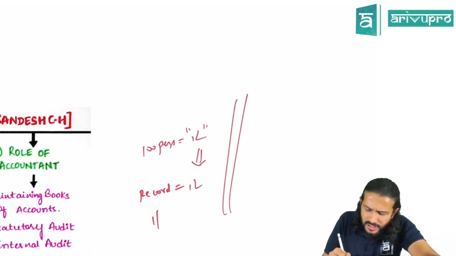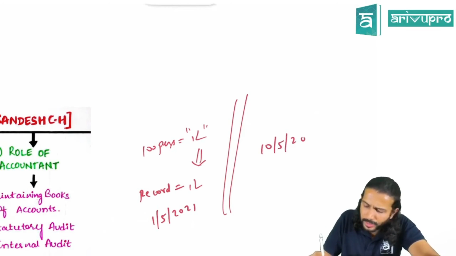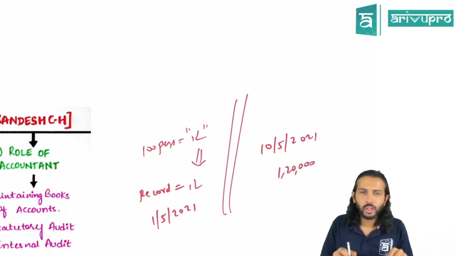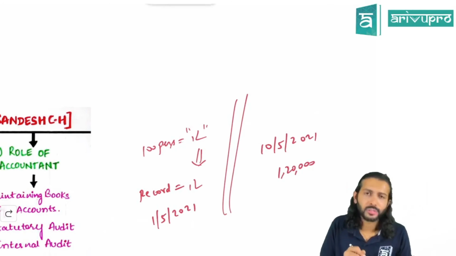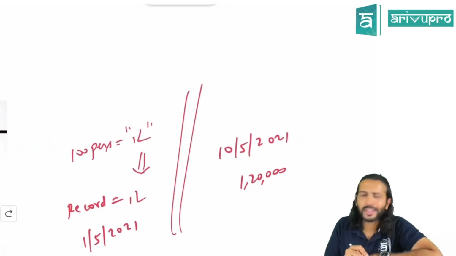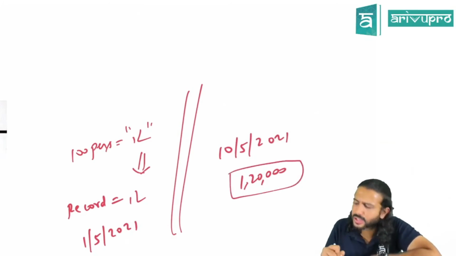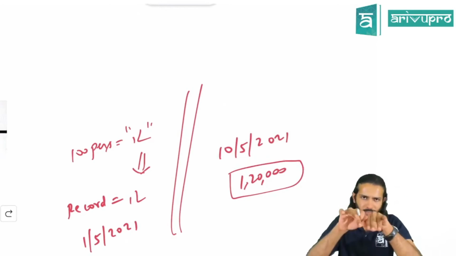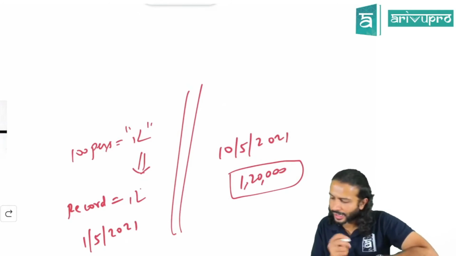Let's say this transaction happened on 1st May 2021. Let's say on 10th May 2021, the price increased to 1,20,000. You purchased the goods by paying 1 lakh rupees. You paid cash and took the goods for 1 lakh rupees. 10 days later, the value of those goods has become 1,20,000 due to inflation, or whatever reason, the price is increased. Will we worry about this 1,20,000? I passed a journal entry for 1 lakh. Will I strike off this amount and substitute this 1 lakh with 1,20,000?